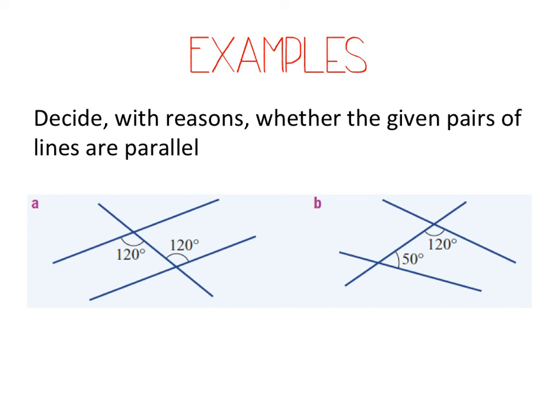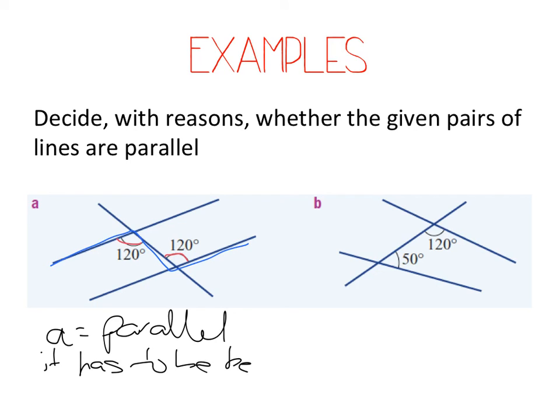Well, I know alternate angles in parallel lines are equal. So I know this is listed as 120. Is that angle alternate to it? Yeah, and they're both on the inside. Okay, so A is going to be parallel. And my reason is, oh, sorry, because of alternate angles equal in parallel lines. They are. Okay, let's have a look at B.